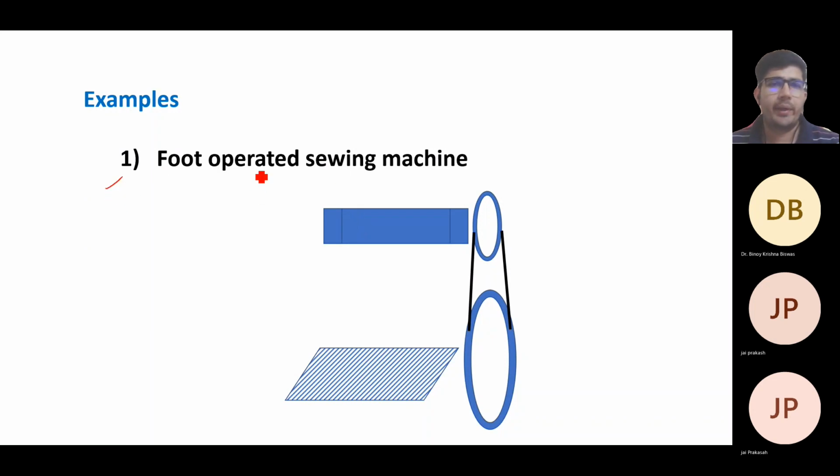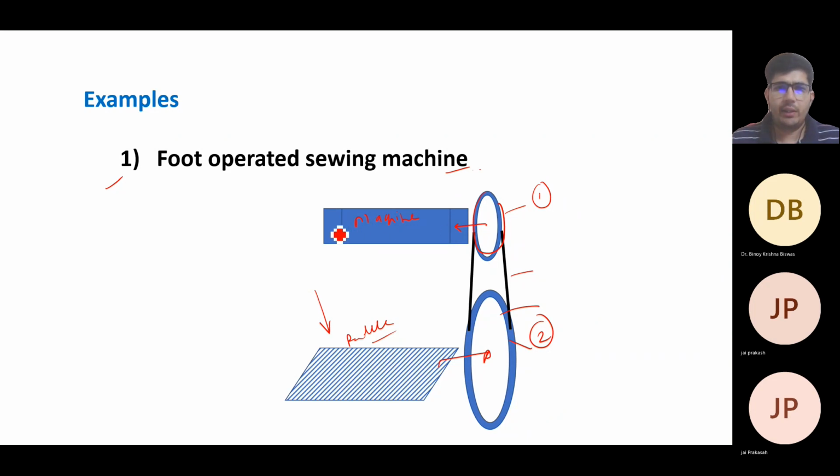First is the foot operated sewing machine. You can see the diagram. There is a larger wheel, and this is the machine. This is the pedal. The operator pushes the pedal up and down, and the wheel is attached with some mechanism, so it rotates with the belt drive. The motion is transferred to this wheel, which is attached to the machine.